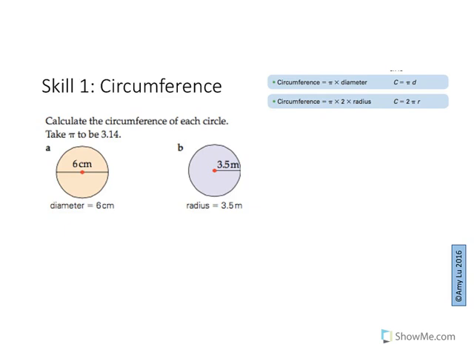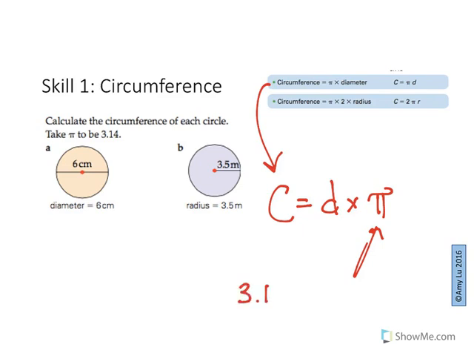Now, here's what you need to know about circumference. You need to understand the circumference can be found simply by multiplying the diameter of a circle times pi. If we actually typed pi into our calculators, pi is an irrational number that goes on and on and on. We often know it as 3.14159265359, and it just keeps going.